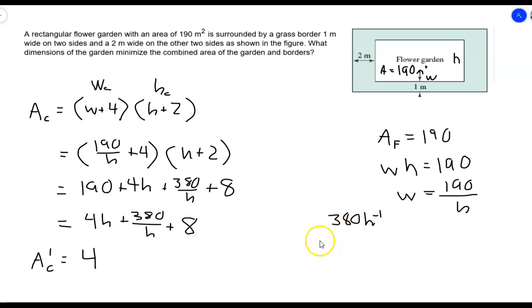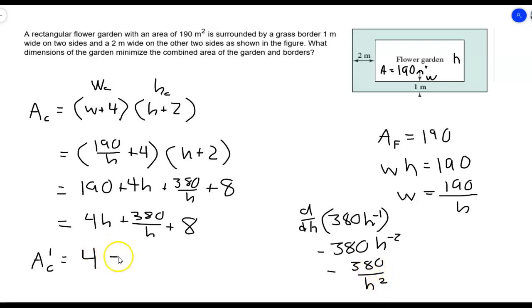So this is going to be the derivative with respect to x, or excuse me, with respect to h, is going to be negative 380 h to the negative 2, and that's just equal to negative 380 all over h squared. So this is minus 380 all over h squared. So this is the derivative of our objective function. So we're looking for where this is either undefined or equal to 0. I always start with undefined.